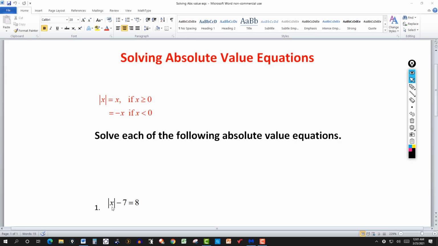We have the absolute value of x minus 7 is equal to 8. So the procedure basically, if you have one absolute value, is to isolate it. So here I'm going to add 7 to both sides. If I do that, adding 7 to both sides gives me the absolute value of x is equal to 15.